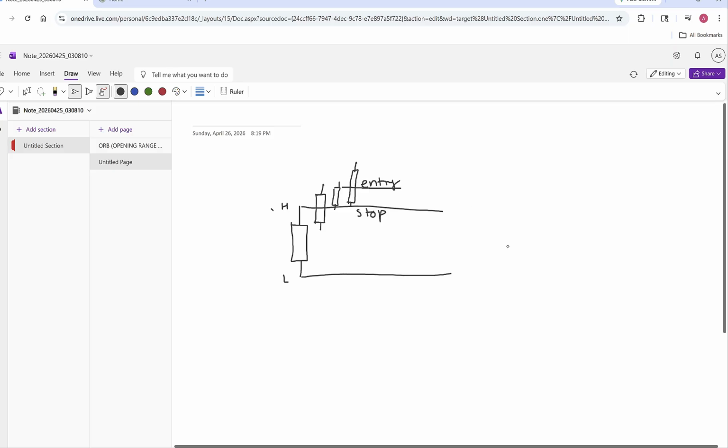So in short, you wait for a little pullback, then go higher again. This is your strategy. This is your entry point. This is your stop loss. This is your entry. And your target depends upon your daily target, whatever it is. I will show you how I set my targets.